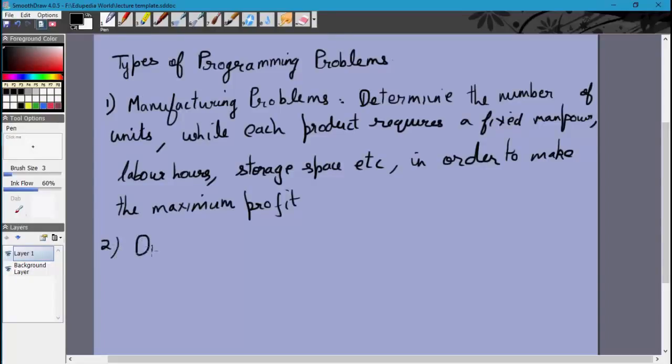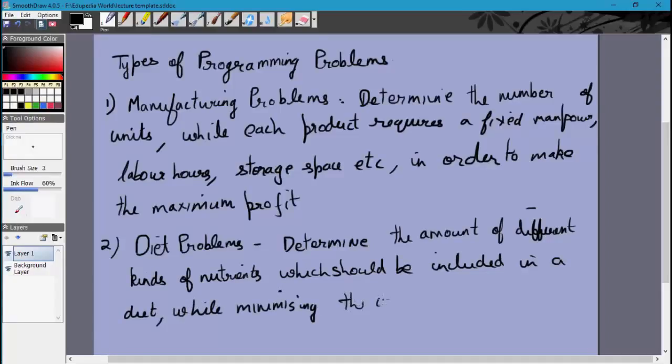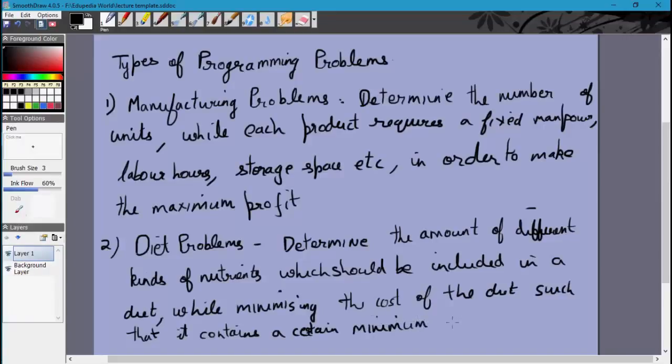Another type of problem could be diet problems. In these problems, we determine the amount of different kinds of nutrients which should be included in a diet while minimizing the cost of the diet such that it contains a certain minimum amount of each nutrient.